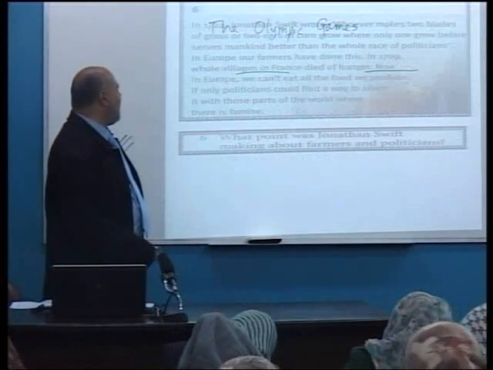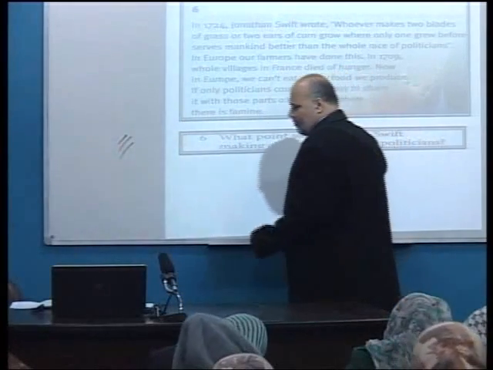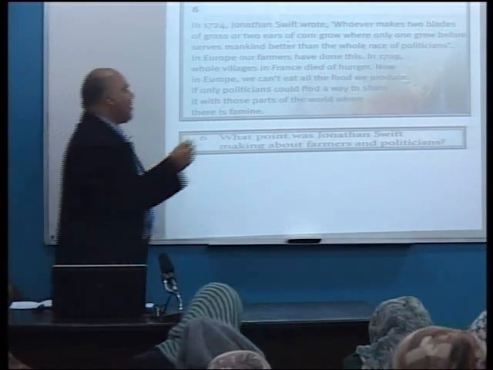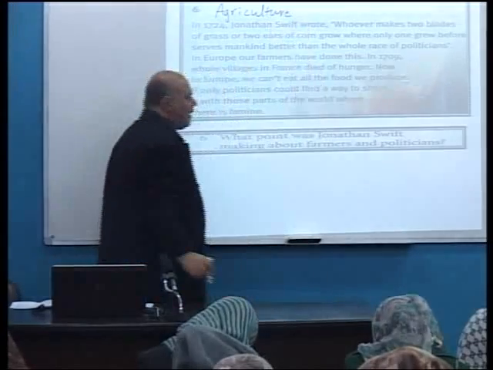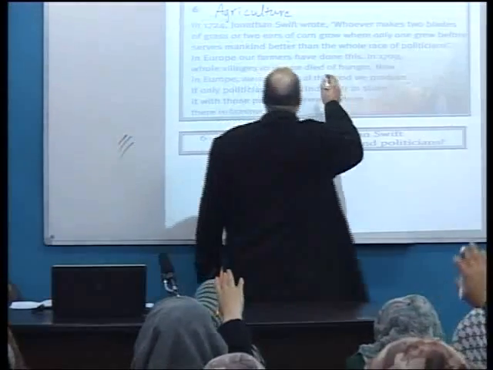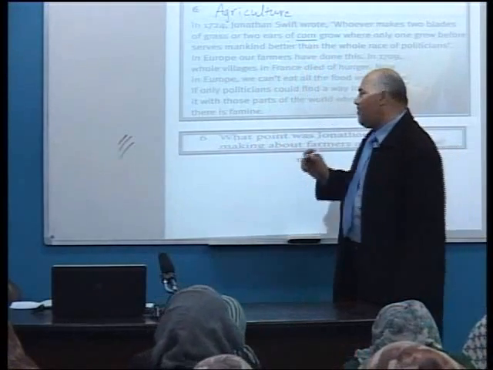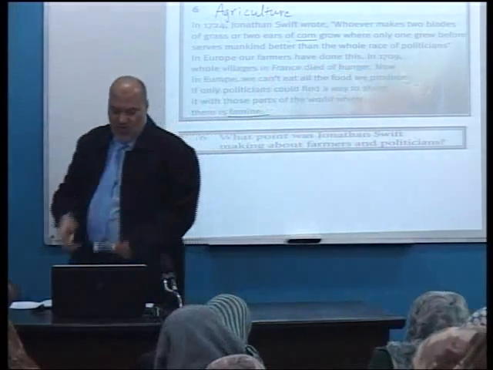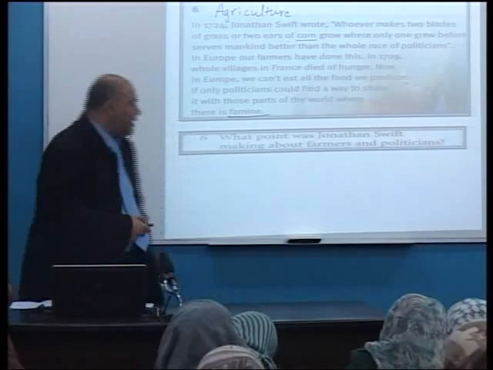Next, number 6. What's the title of number 6? Agriculture. Very good. And what are the two words connected with it? Corn and famine. Very good. So now let's go back to the title again.